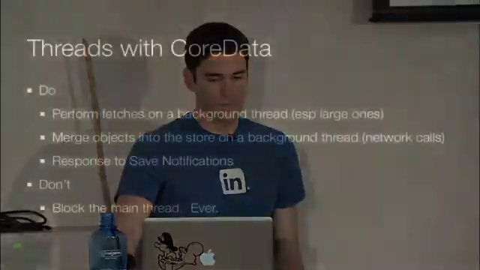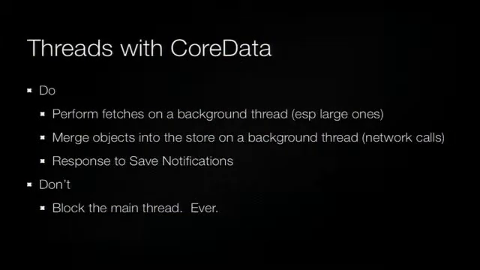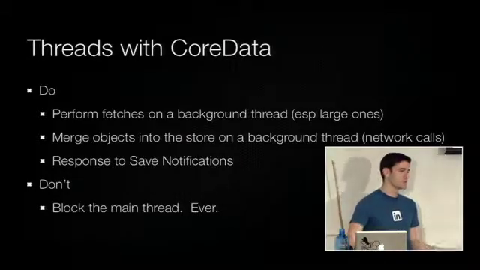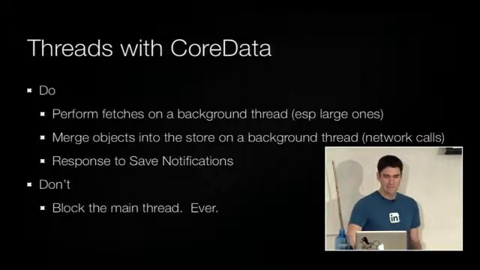So that said, some do's and don'ts. The only major don't is really just don't ever block the main thread when you're trying to manipulate your objects in CoreData, whether it be parsing or searching. Perform fetches on background threads, especially large ones, for our connection search, which can search thousands of objects in the store at once. We actually do that on the background thread, and then we send the result set back to our main thread to populate the table views.